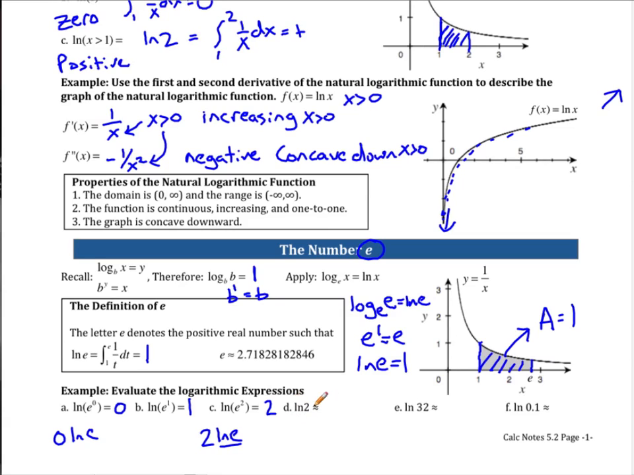Now, if we want to find natural logs of other numbers, like 2, 32, and 0.1, for this we are going to use a calculator, and you would just type it in. The natural log of 2 is approximately 0.693, and the natural log of 32 is approximately 3.466, and the natural log of 0.1 is approximately negative 2.302. So make sure you try those out in your calculator and that you do come up with these numbers for the natural logs. All right, let's move on.